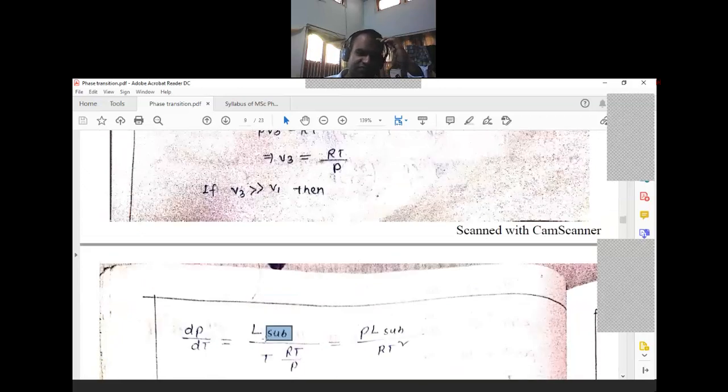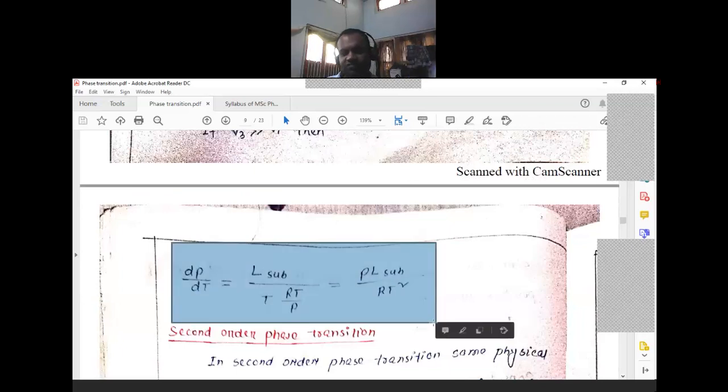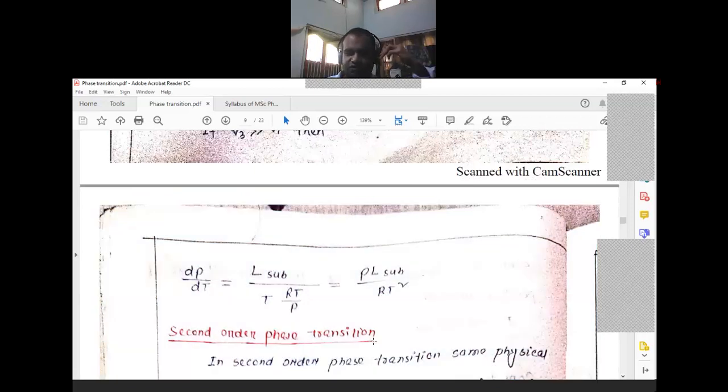Now if V3, the volume of the vapor, is considered to be much greater than the volume of the solid, that means V3 is much greater than V1. In that case, how can you write equation 3? Equation 3 you can write as dP/dT equals L divided by T V3, because V1 is a much smaller quantity compared to V3.